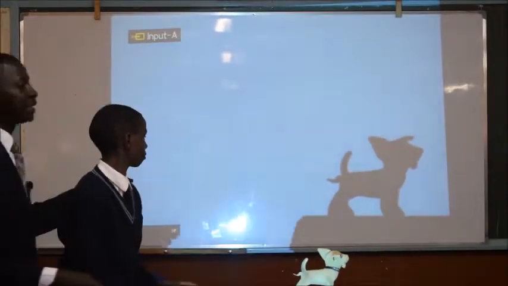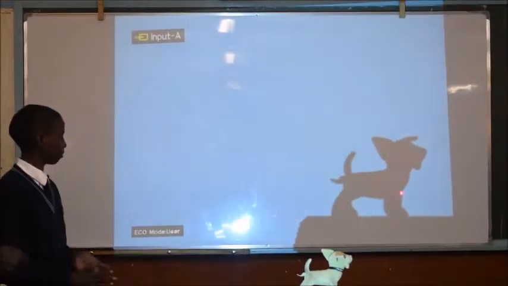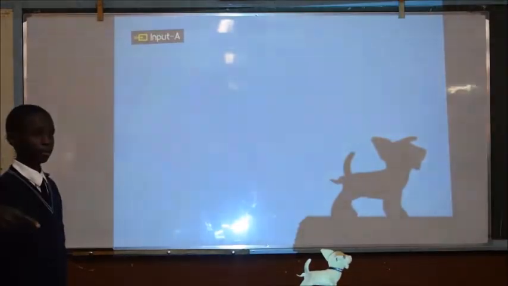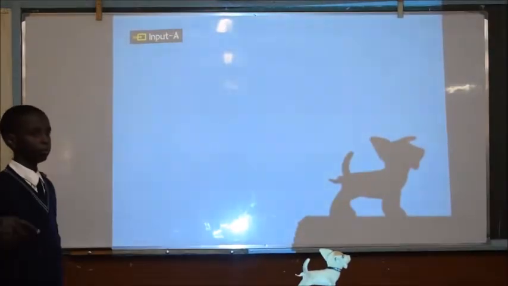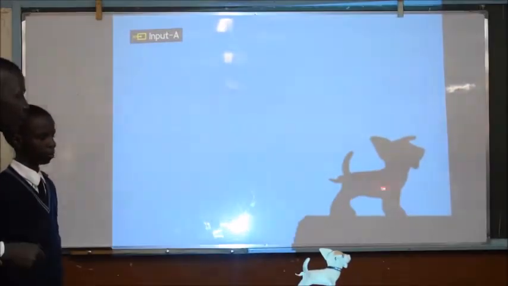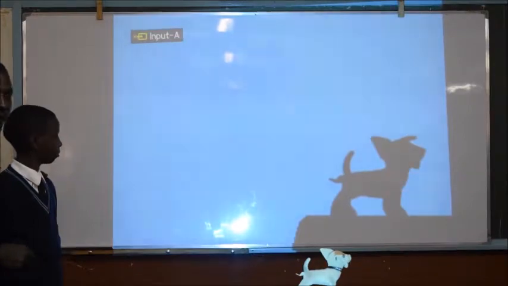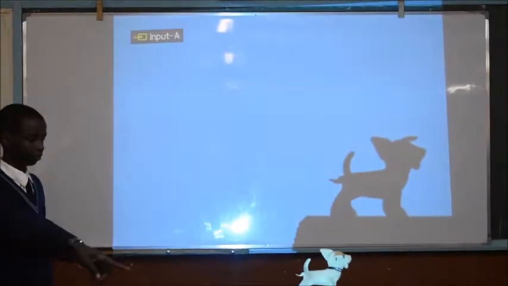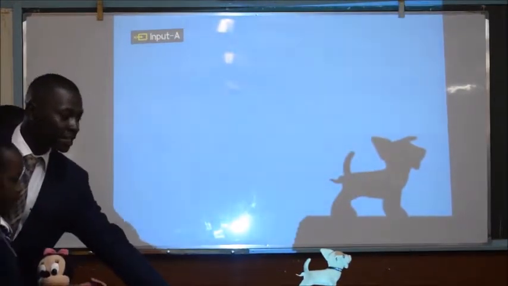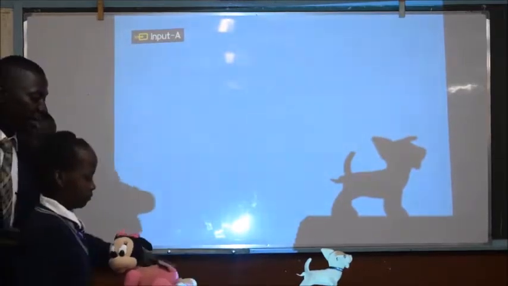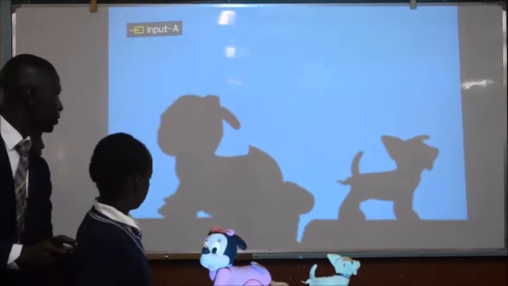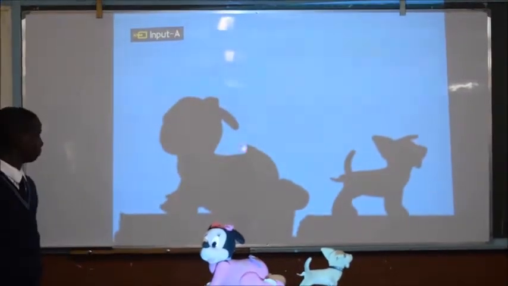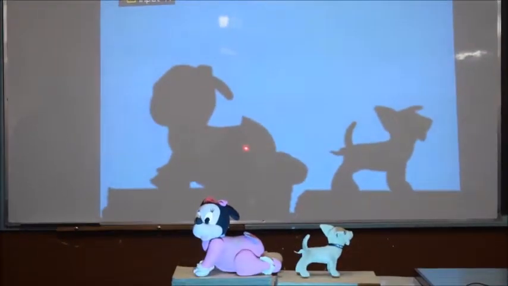What do we see on the board? Somebody? Kinyanjui, what can you see? A shadow of our opaque object being cast. Now, Benedict will bring his opaque object the same distance from the source of light. Very good. Can you see now the shadow of Benedict's opaque object?